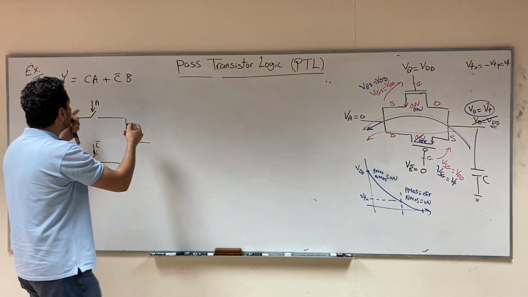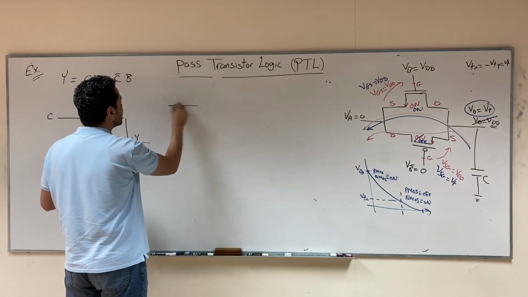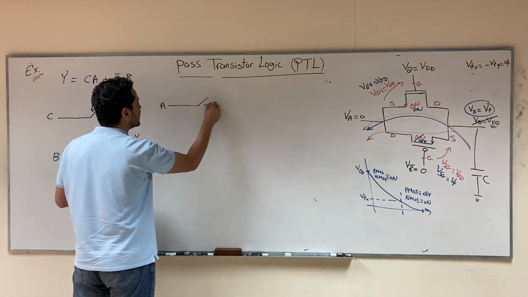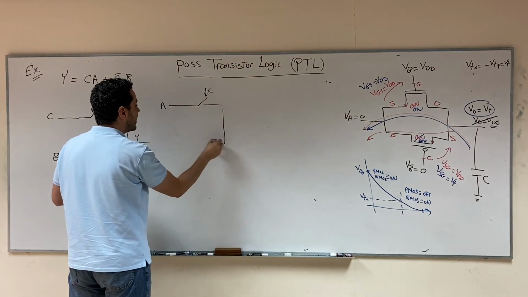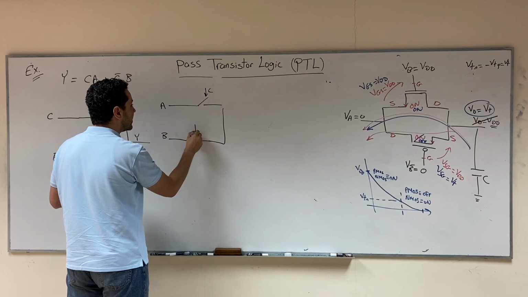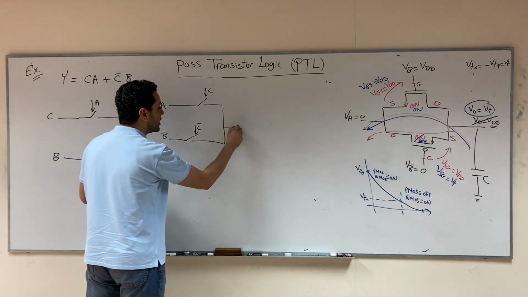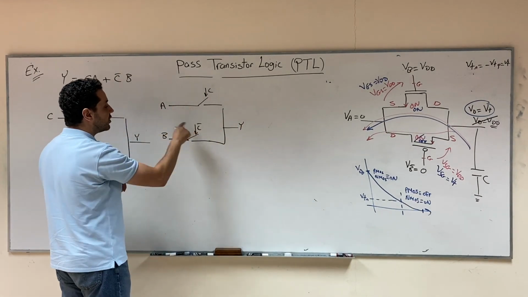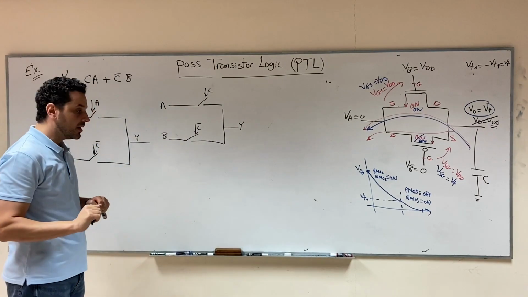Another way to implement it is to use A and B as inputs. So you can use A as an input and C to control the switch, and use B as an input and use C bar to control the switch. Again, this will give you A and C or B and C bar.